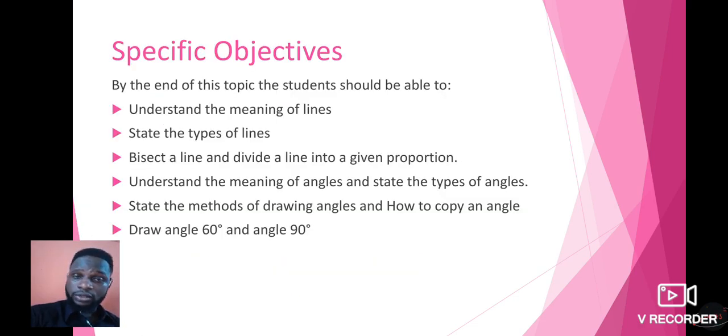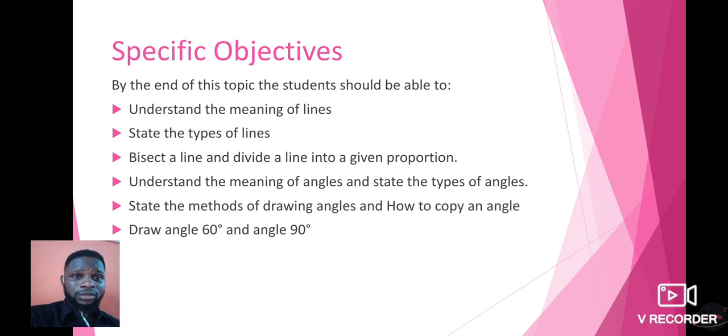What are we supposed to know by the end of this topic? This topic is a practical topic. So we are supposed to understand the meaning of lines, state the types of lines, bisect a line and divide a line into a given proportion.